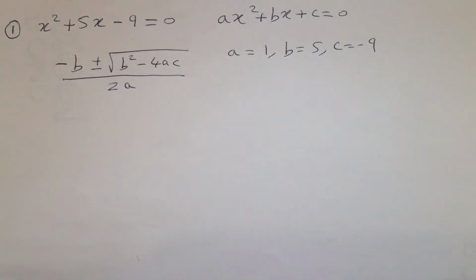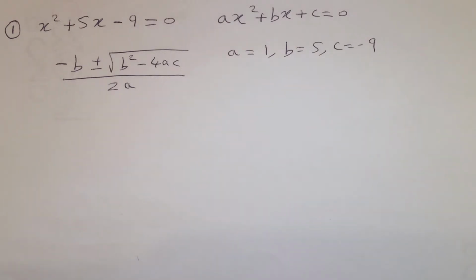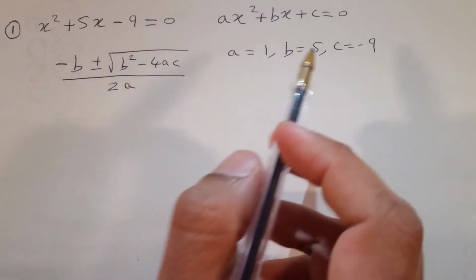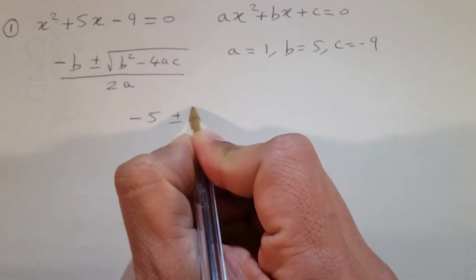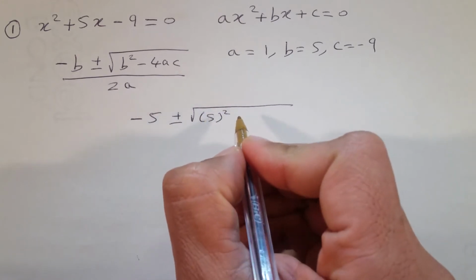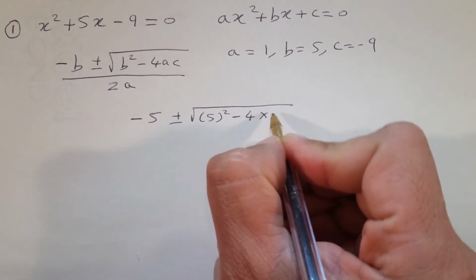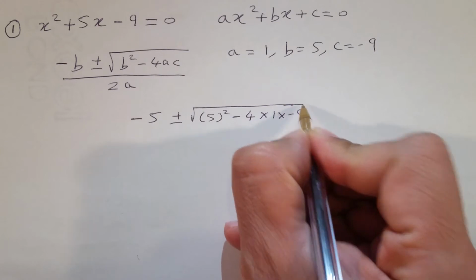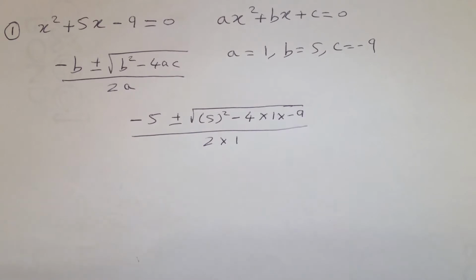I'm pretty sure you guys are getting what I'm doing. So we substitute all of them back in the formula. Minus b plus or minus root b squared minus 4ac over 2a. In place of b we put 5. So minus 5 plus minus square root of, and it is good to put b squared in a bracket because sometimes you get a negative one. If you make a habit of putting the bracket, that will be much easier. 4 times 1 times minus 9, whole over 2 times 1.